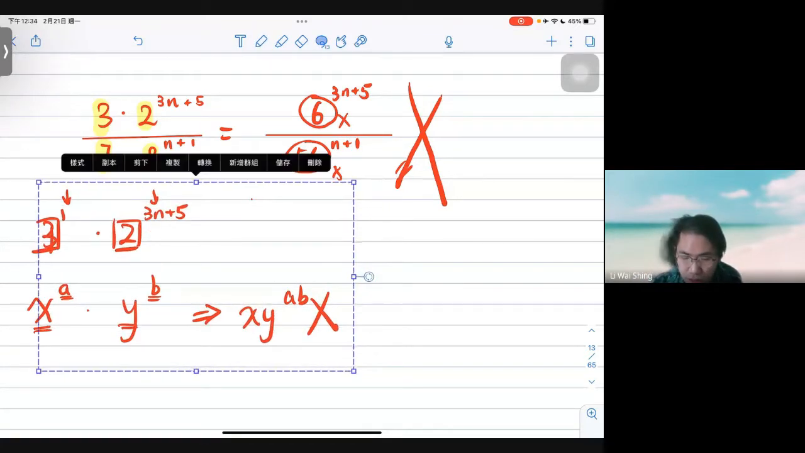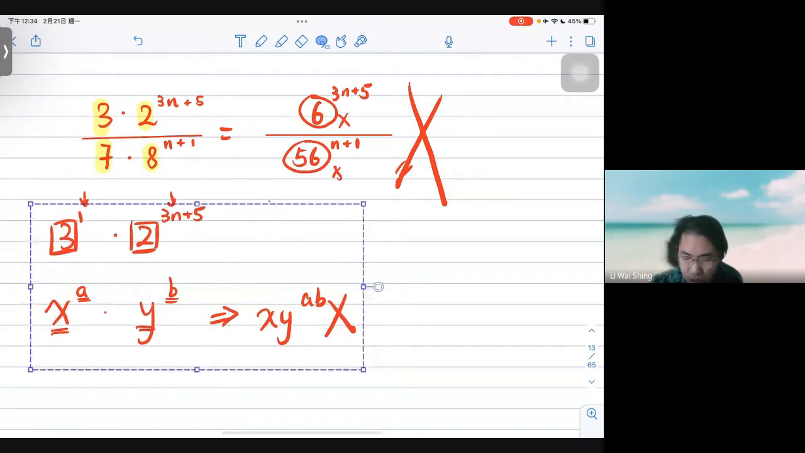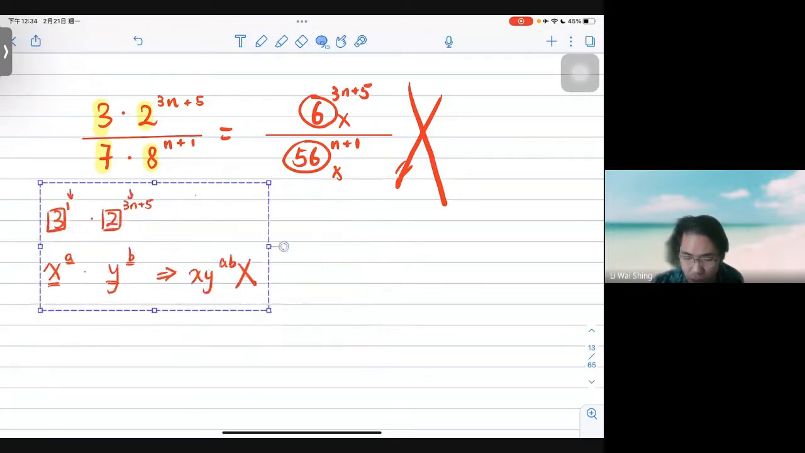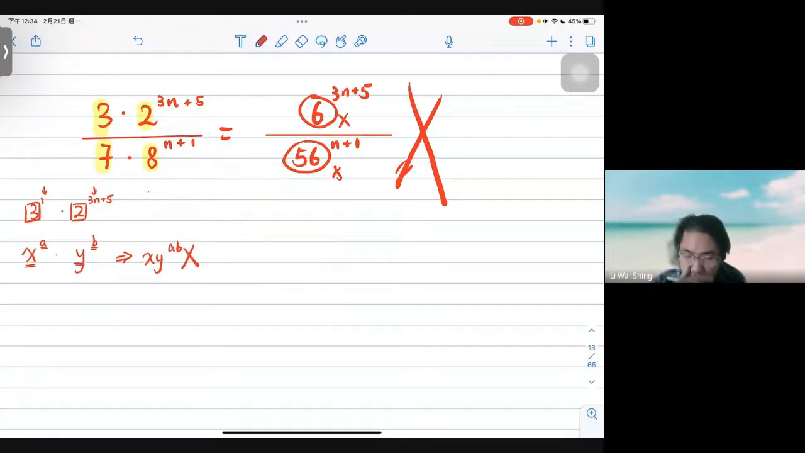Okay, don't do that. Then what should I do next? What should I do? The same skills apply. Split base.